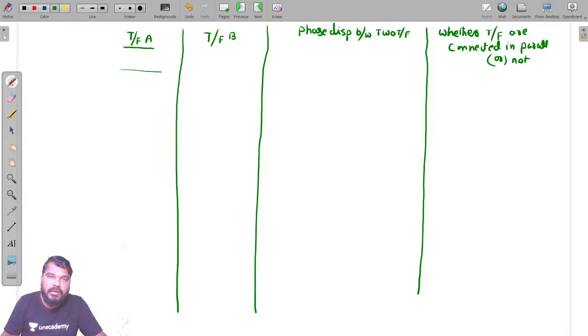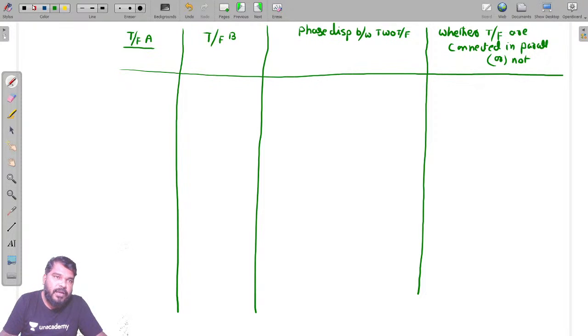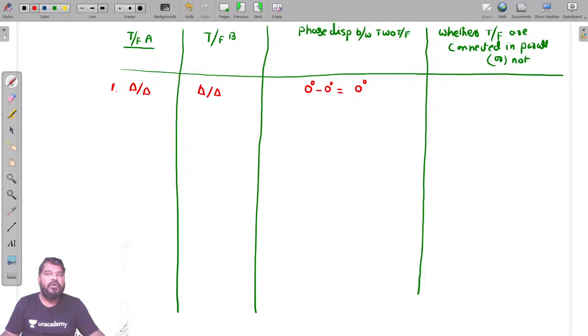First one: transformer 1 is a delta three phase transformer, and the other is also a delta three phase transformer. So what is the phase displacement between them? For a delta we get 0 degree, minus 0 degrees, so the phase displacement is 0 degrees only. So two delta transformers can be connected in parallel.